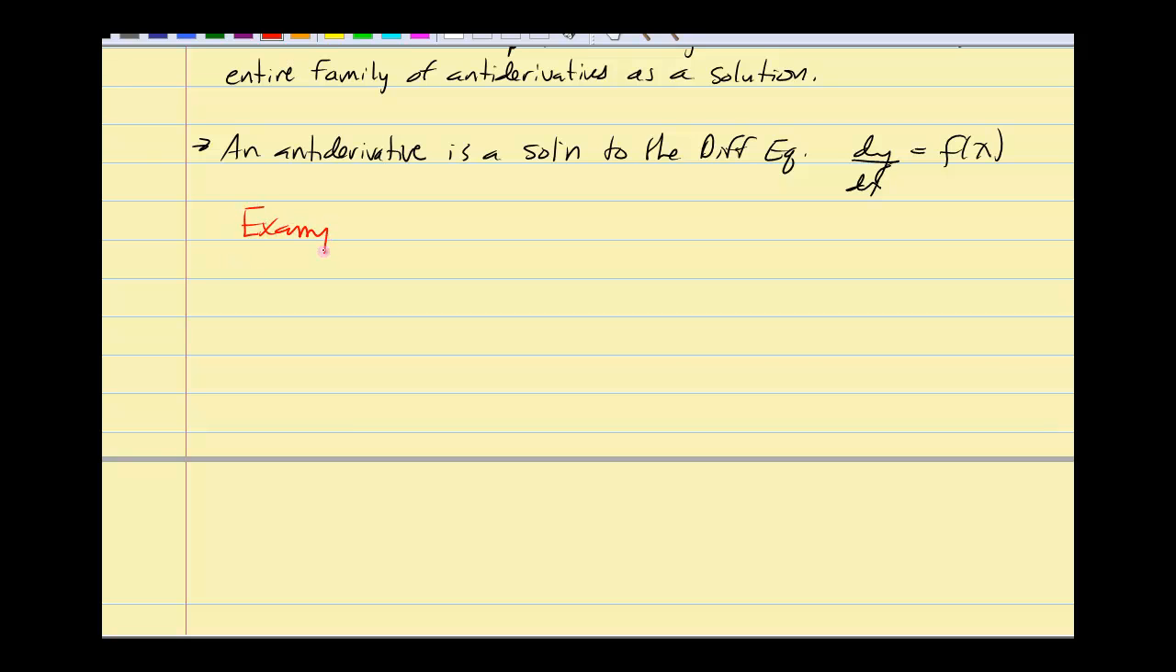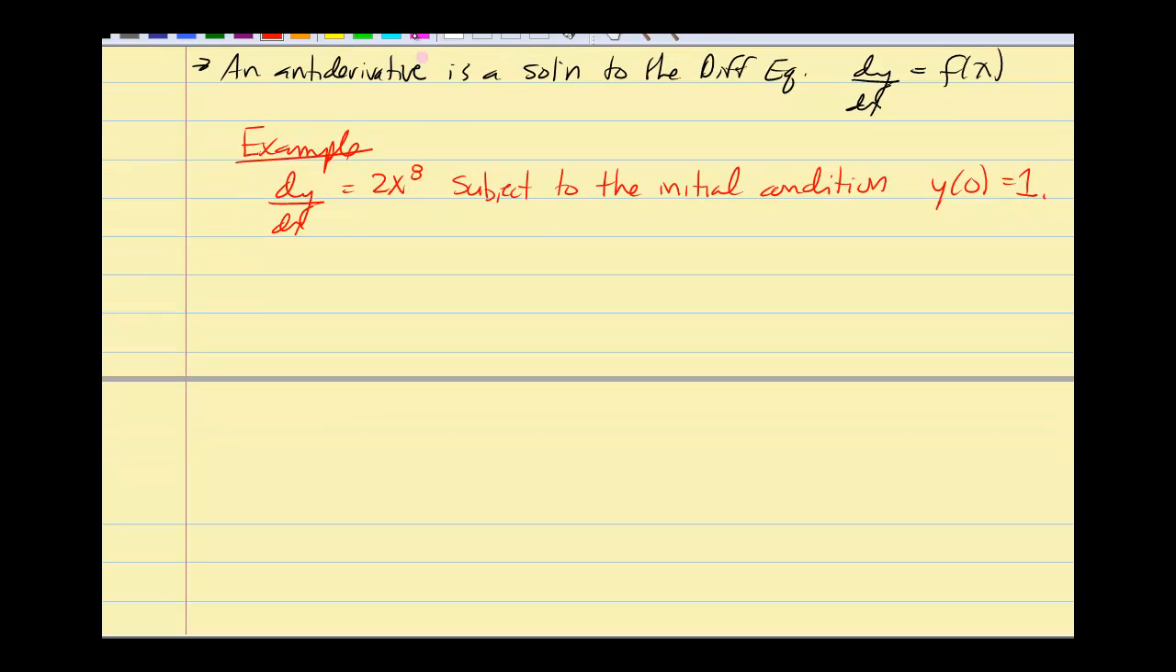The first example, let's go ahead and look at dy/dx, meaning the derivative is equal to 2x to the 8th. And I would like to find the solution that is subject to the initial condition, and the initial condition that we want to work with is y of 0 equals 1. So to solve for this differential equation, because this is a differential equation the way it's written, I'm going to multiply both sides through by dx, and I get dy equals 2x to the 8th dx. And then what I'll do is integrate both sides. The integral of dy is equal to the integral of 2x to the 8th dx.